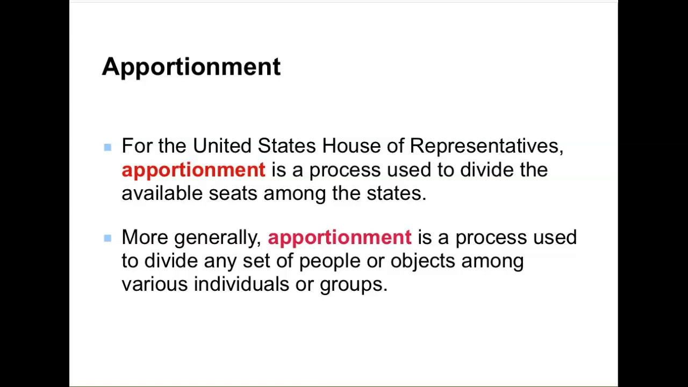So that's specific to Congress, but more generally, apportionment is just the process used to divide any set of people or objects among individuals. And so we say we only use it for the Congress because for the House, your number of representatives depends on the size of your state's population, whereas for the Senate, every state gets 2 senators. Everybody gets the same amount.